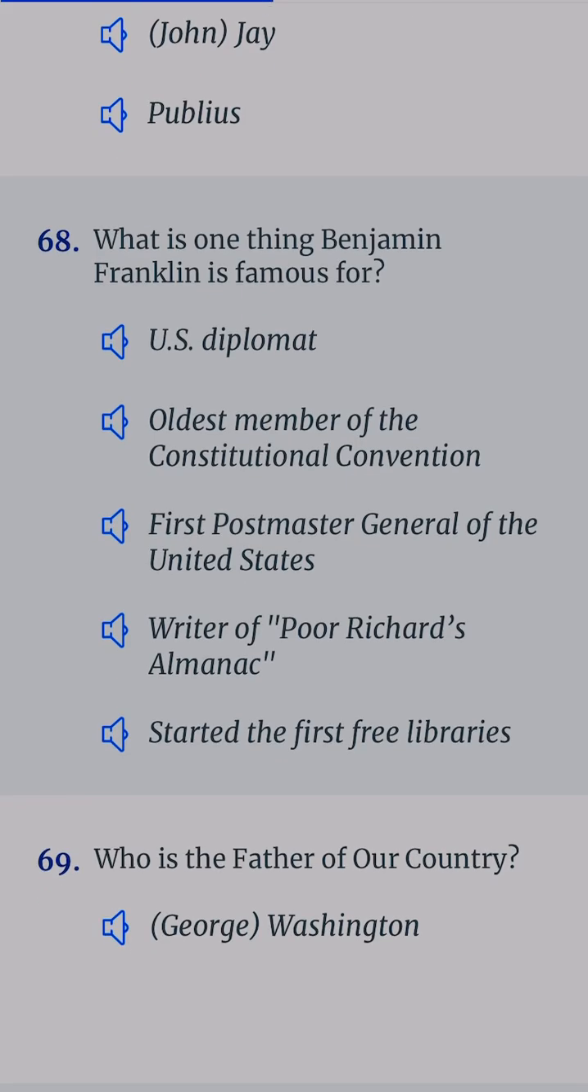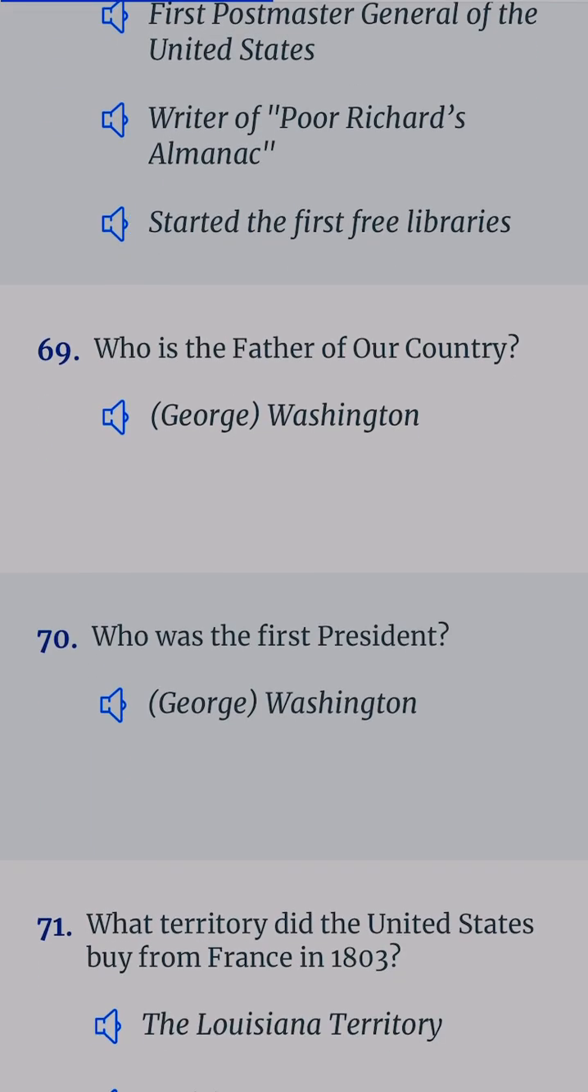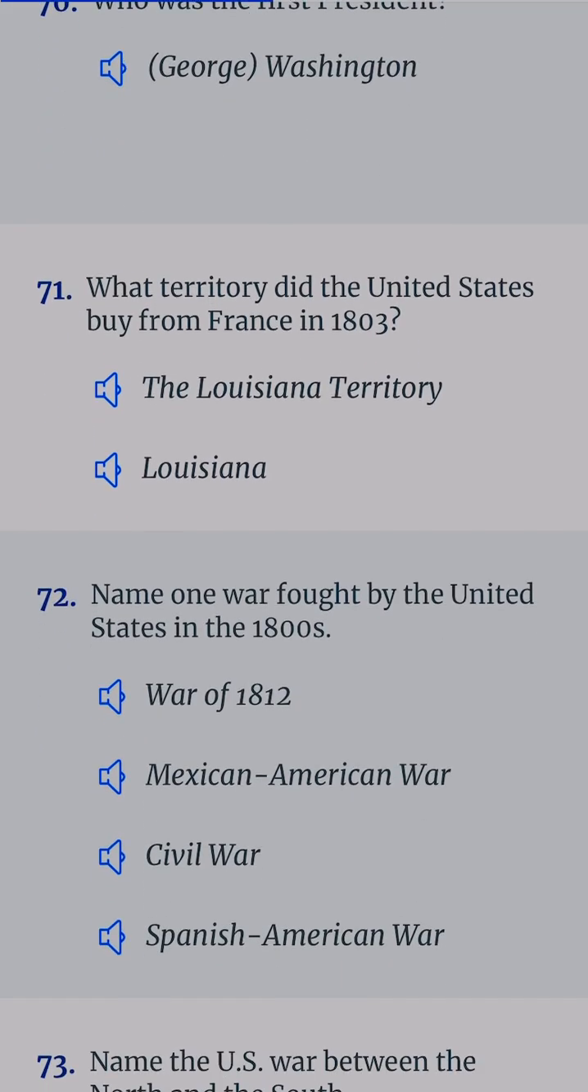What is one thing Benjamin Franklin is famous for? U.S. diplomat, oldest member of the Constitutional Convention, first Postmaster General of the United States, writer of Poor Richard's Almanac, started the first free libraries. Who is the father of our country? George Washington. Who was the first president? George Washington. What territory did the United States buy from France in 1803? The Louisiana Territory. Louisiana.